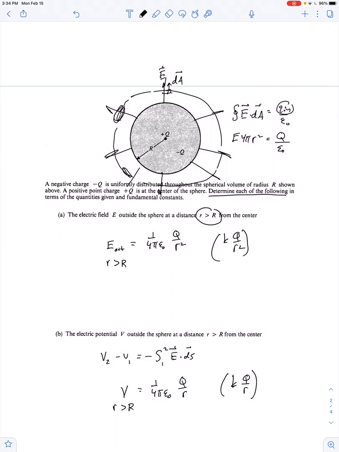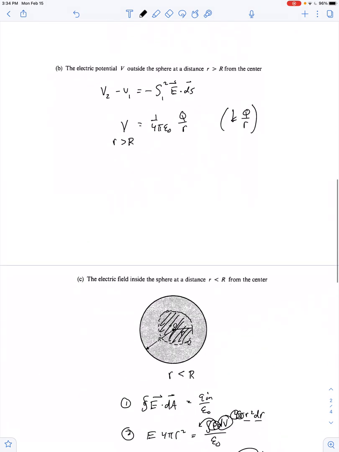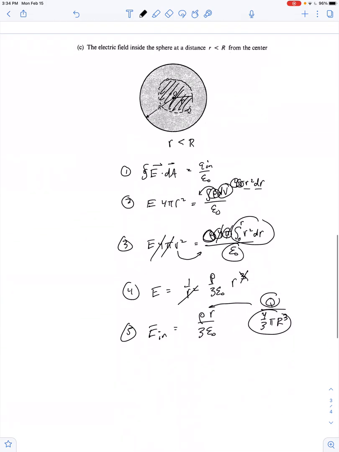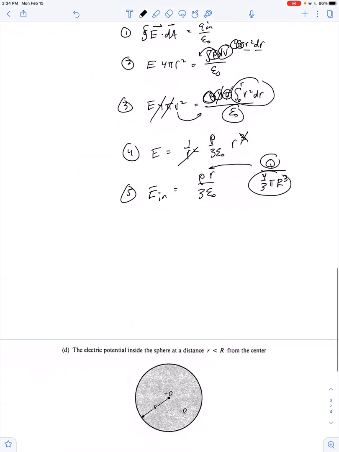Determine each of the following in terms of the quantities given. Well, then I guess we do need to make that substitution because we weren't given rho anywhere in the setup of this problem. Instead, we were given Q and R. So let's go ahead and answer in the language that the problem asks for.